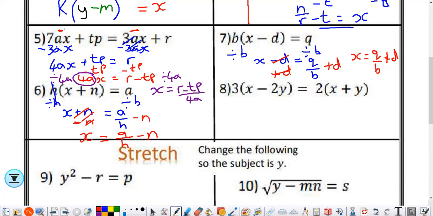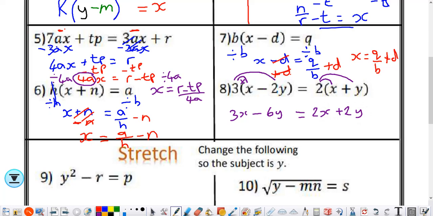Question 8, slightly more difficult because again we've got an x on both sides. So you can see how as we've been going down, they've been getting harder and harder. So we need to expand this bracket first. We've done expanding brackets. Whatever's on the outside of the bracket multiplies by what's inside, so you have to multiply both terms. 3 times x is 3x. 3 times negative 2y, well 3 times 2y would be 6y. A positive and a negative gives me a negative. And I'm going to multiply the other side as well. 2 times x gives me 2x. 2 times y gives me 2y, and they're both positive, so it has to be positive.